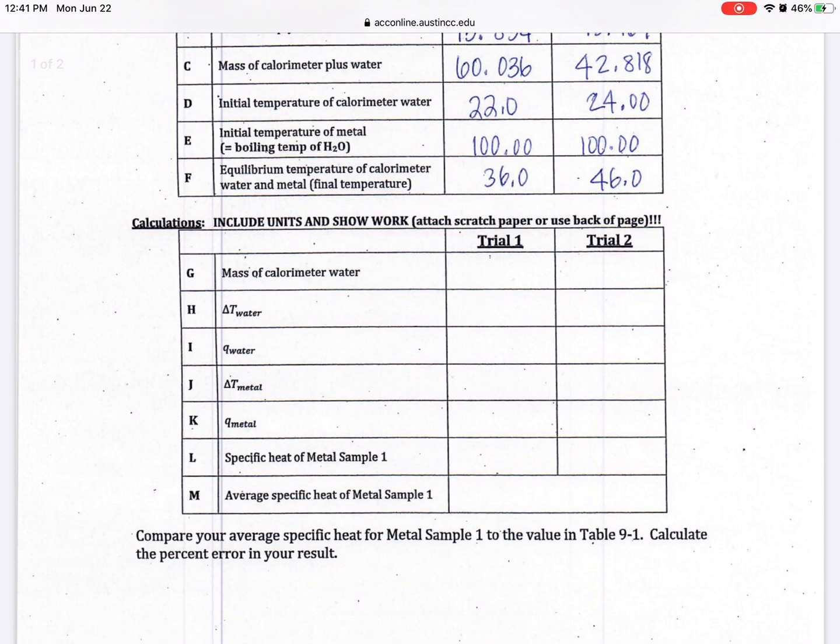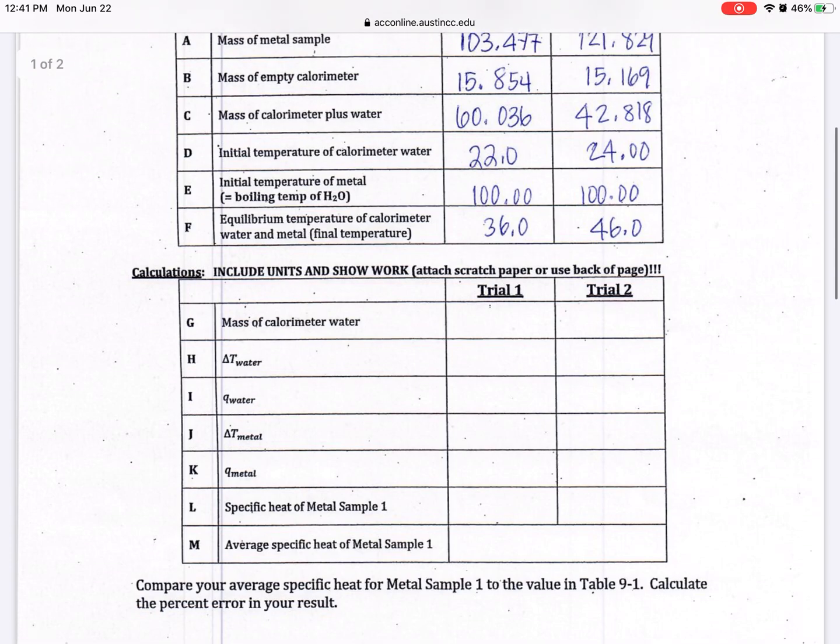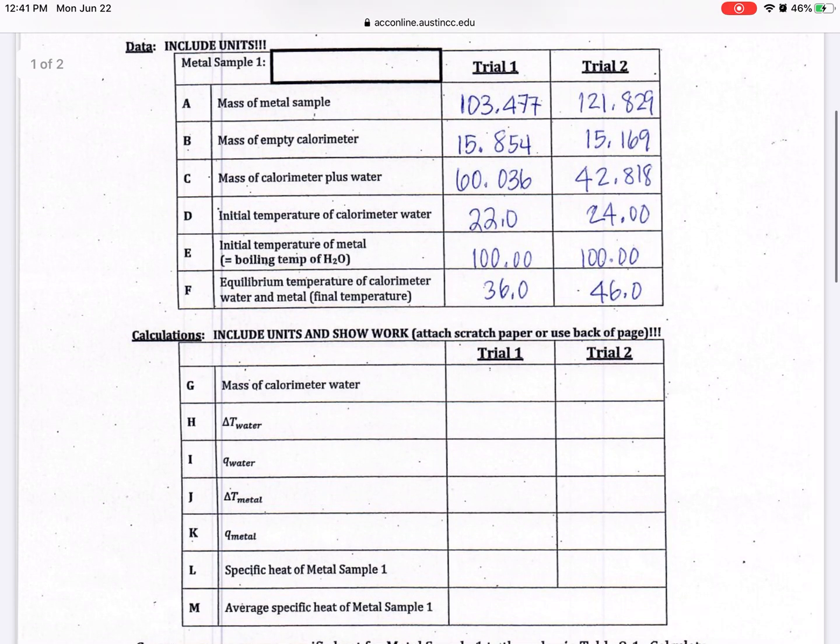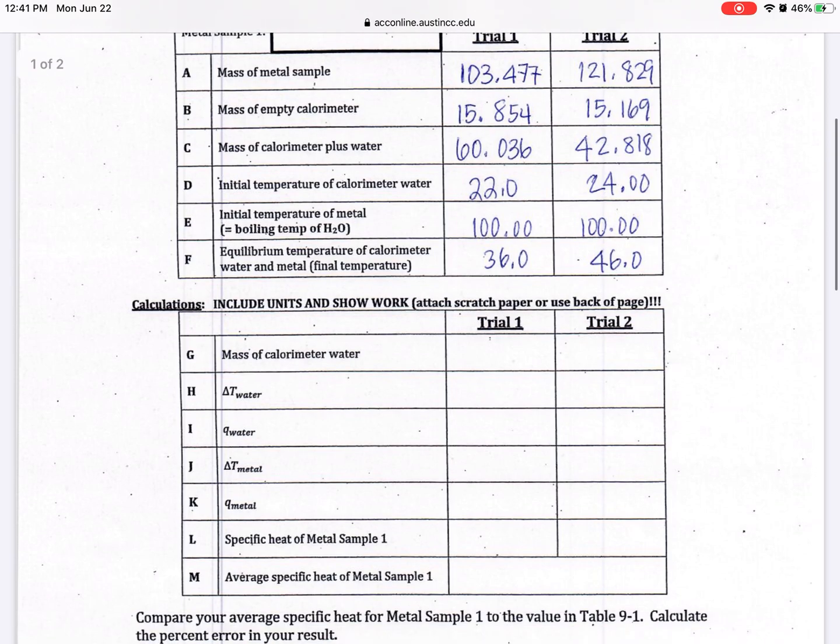Now let's see how to do the calculation. G is going to be the mass of the calorimeter water. How do we find out G? Which letters are we going to use? It's going to be C minus B. B is the mass of the empty calorimeter. C is the calorimeter plus the water. So it should be C minus B.